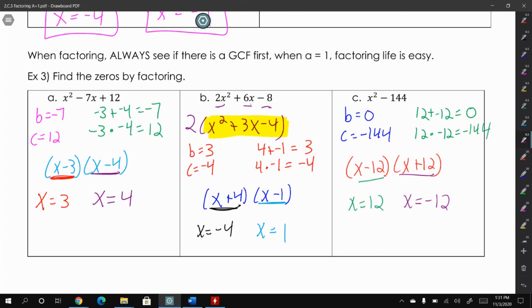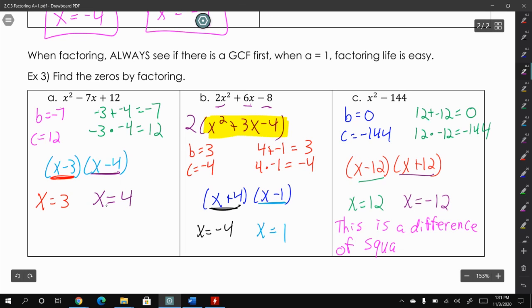So the reason why, let's write that down. This is a difference of squares. And the reason we call it that is because we have in the original problem x squared, which is something squared, and that something is x. So we have x squared, and then right here we have 144, and they have a subtraction sign between them, or another word for subtraction we sometimes use is difference.